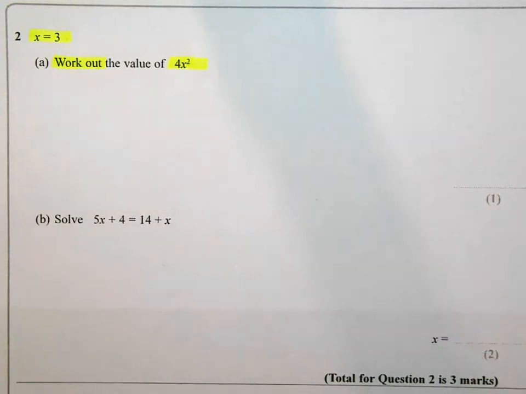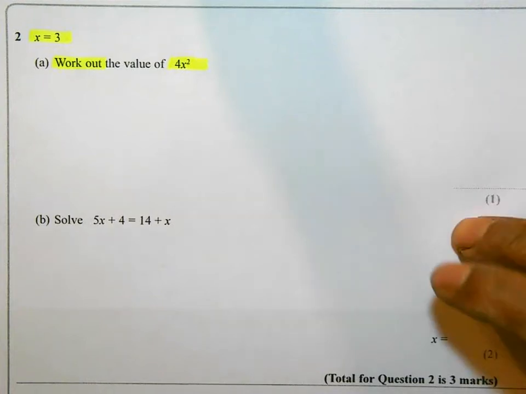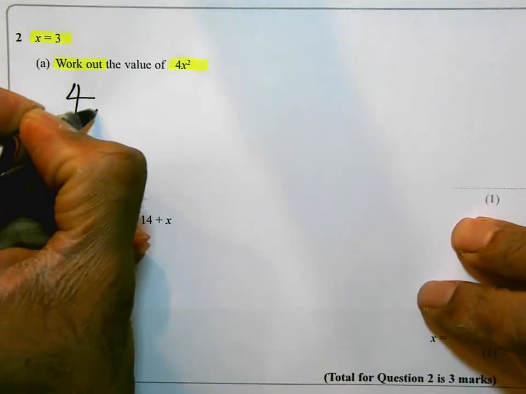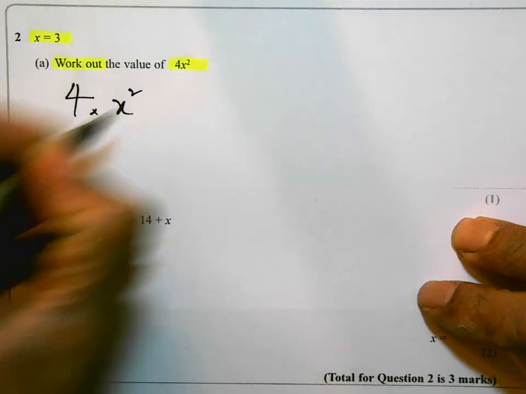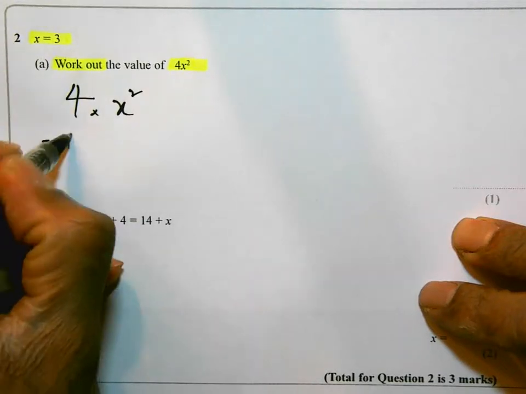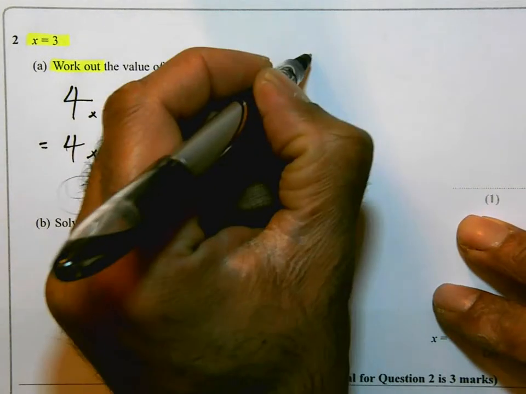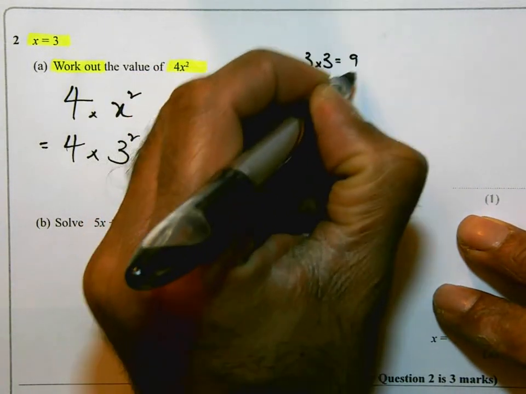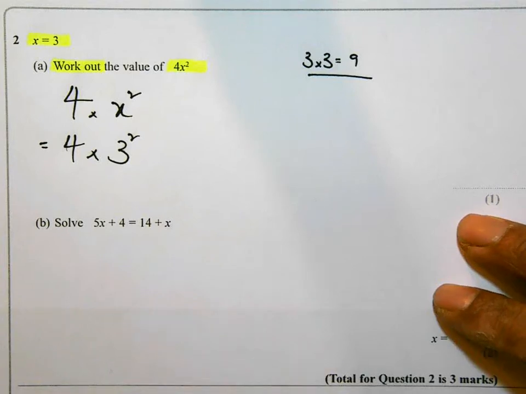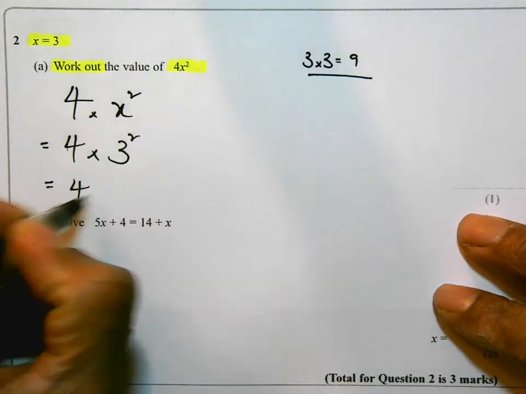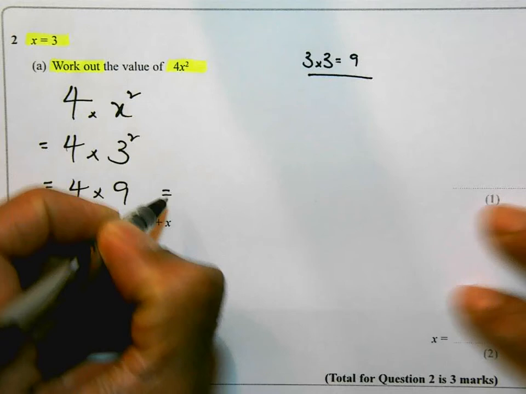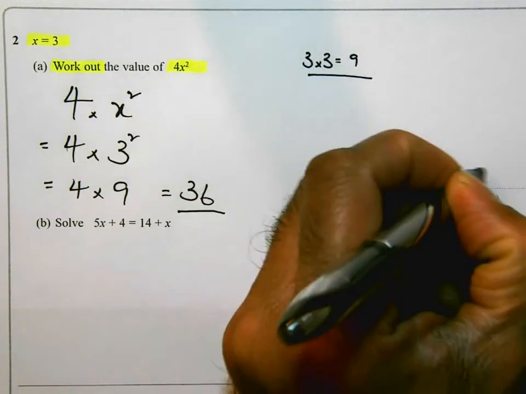Now 4x squared means 4 times x squared. We know that x is 3, so I need to do 4 times 3 squared. You should know that 3 squared is 9. You should be able to do that straight away in your head, but 3 squared means 3 times 3, which is 9. So I'm going to do 4 times 9, and that's 36.